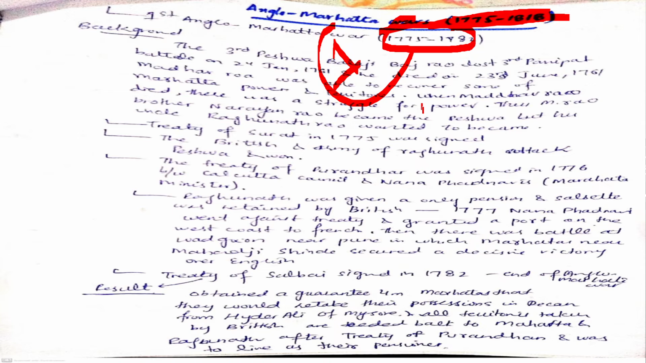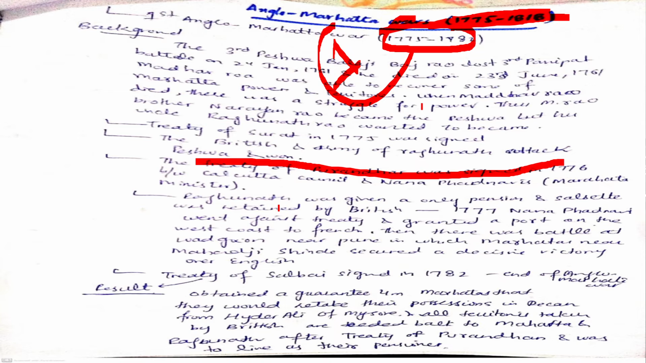So the Treaty of Surat in 1775 was signed. The British and the army of Raghunath attacked the Peshwa and won. The Treaty of Purandhar was signed in 1776 between the Calcutta Council and Nana Phadnavis, the Maratha minister. Raghunath was given only a pension, and Salsette was retained by the British. In 1777 Nana Phadnavis went against the treaty and granted a port on the west coast to the French. Then there was the battle at Wadgaon near Pune, in which the Maratha Mahadji Shinde secured a decisive victory over the English.